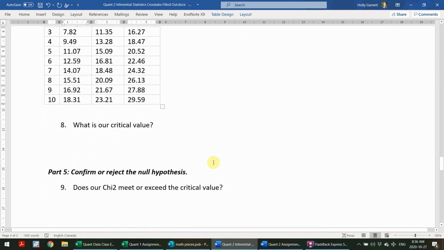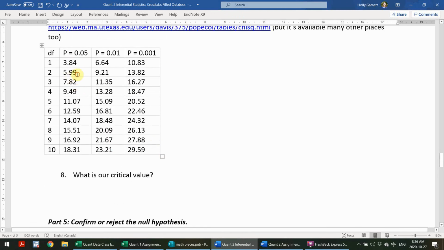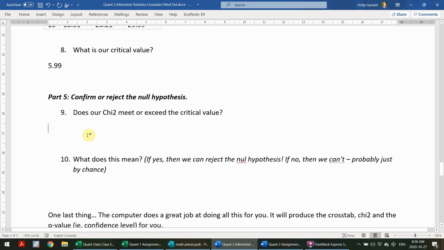So our critical value then is 5.99. All right, last step now. Our chi-squared, do you remember what that was? It was about 6.5. Does 6.5 meet or exceed that critical value? Is it as big or bigger than that critical value? Well, actually, it's bigger. Woohoo!